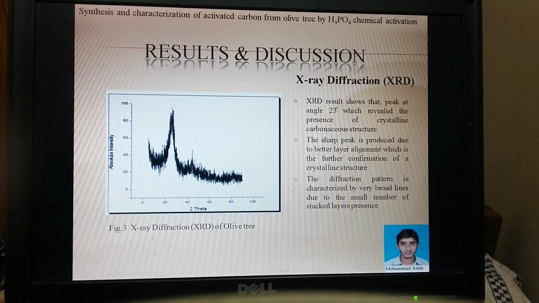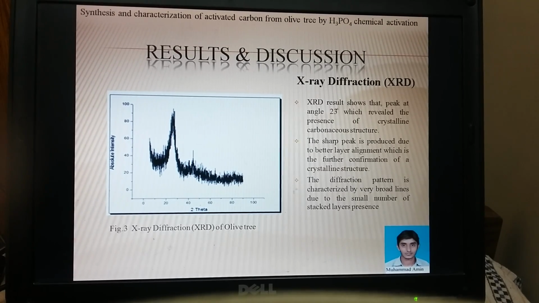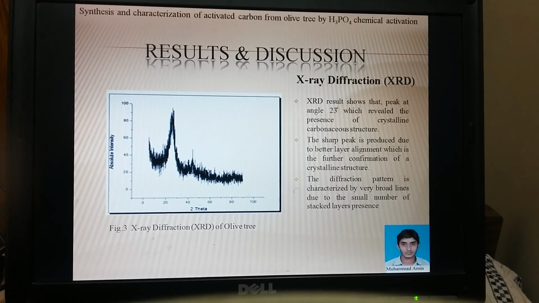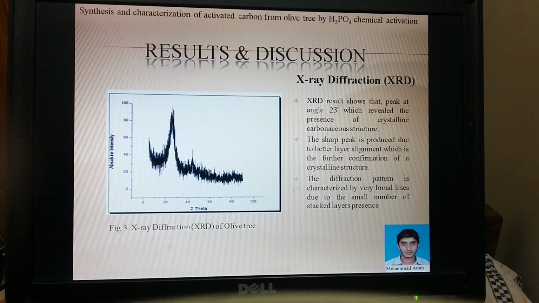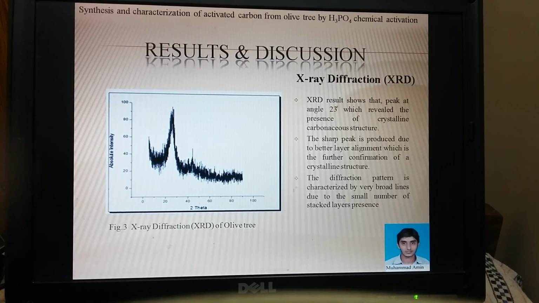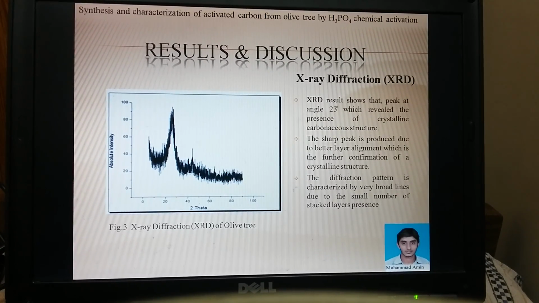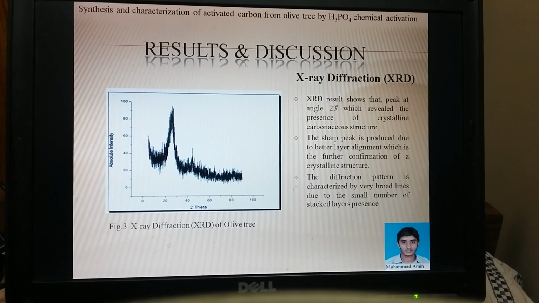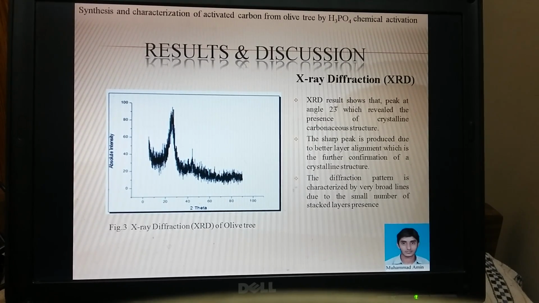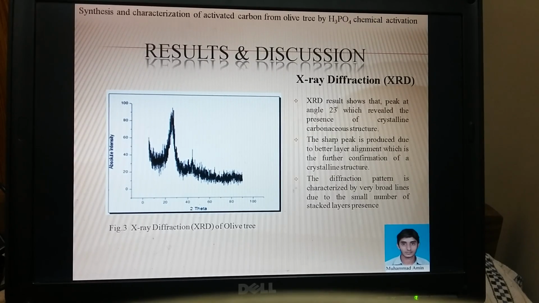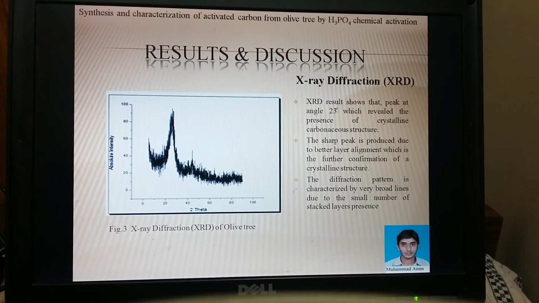The XRD results, done to analyze the crystal structure, show a peak at an angle of 23 degrees, which revealed the presence of a crystalline carbonic structure. A very sharp peak is produced due to better layer alignment, which is further confirmation of a crystalline structure. We observe very broad lines in the diffraction pattern, which is due to the small number of stacked layers.